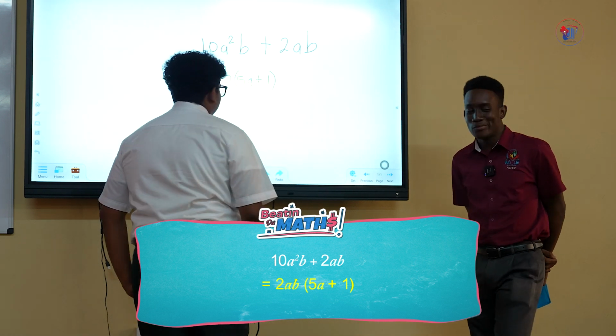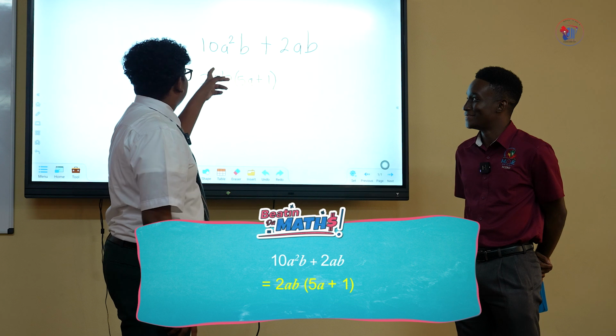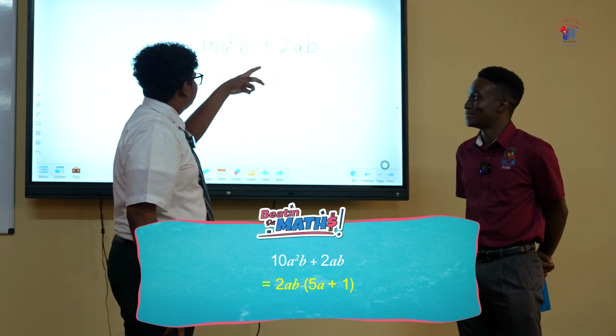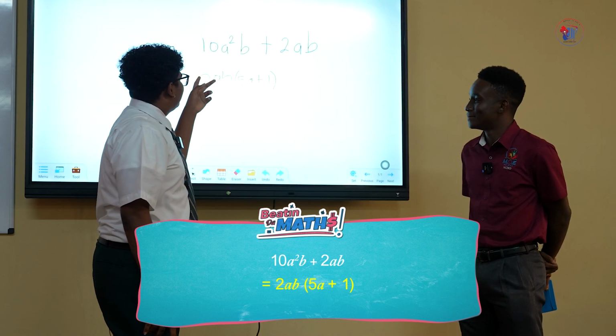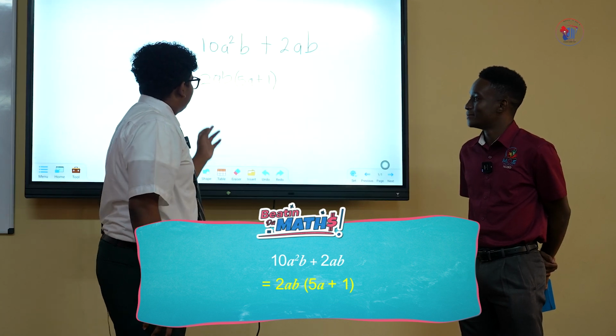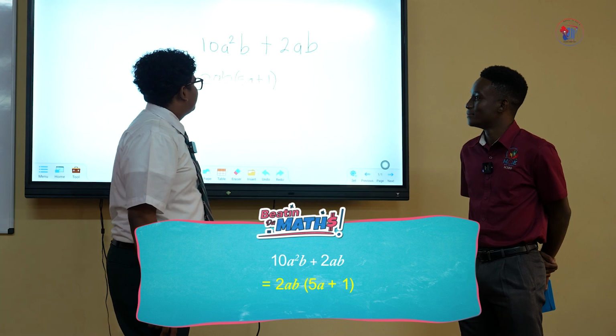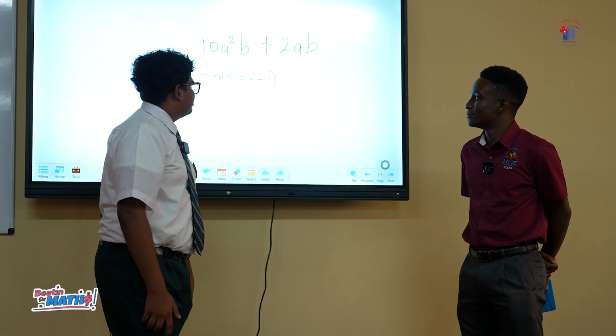Walk us through what you did there, Brandon. So you took out the highest common factor between the 10 and the 2, which was the 2, and then between the variables, AB was the common variable, and you pulled that out. When this went into that, it's 5A left, and 2AB into 2AB is 1.